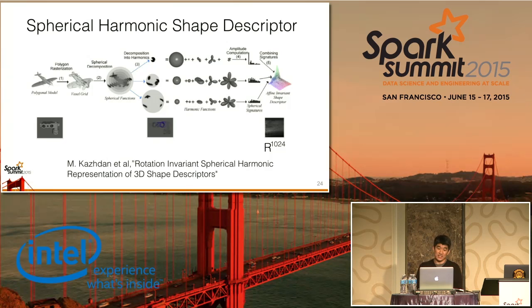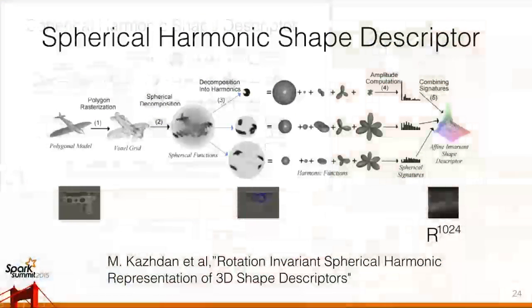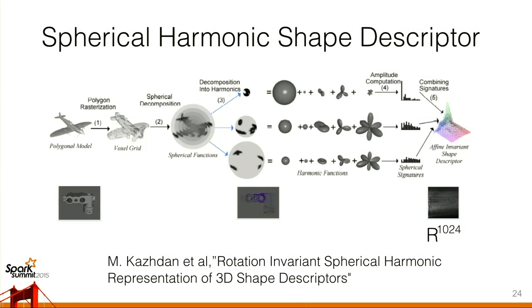The first one is a global descriptor. It's called the Spherical Harmonic Shape Descriptor, and it was developed out of Princeton in the mid-2000s. The basic idea there is you take these concentric spheres and then compute the spherical harmonics where those spheres intersect the shape. You take the norm of the harmonics, add them up, and you get this transform invariant descriptor.